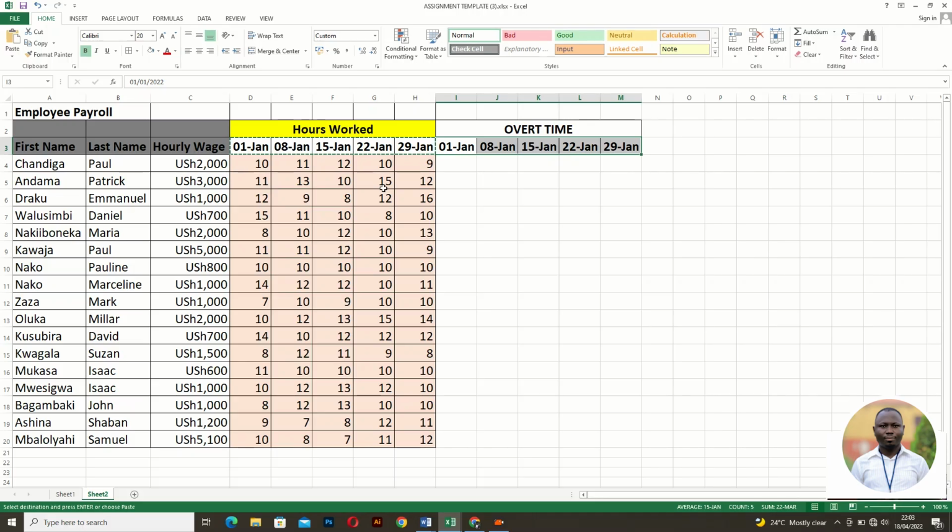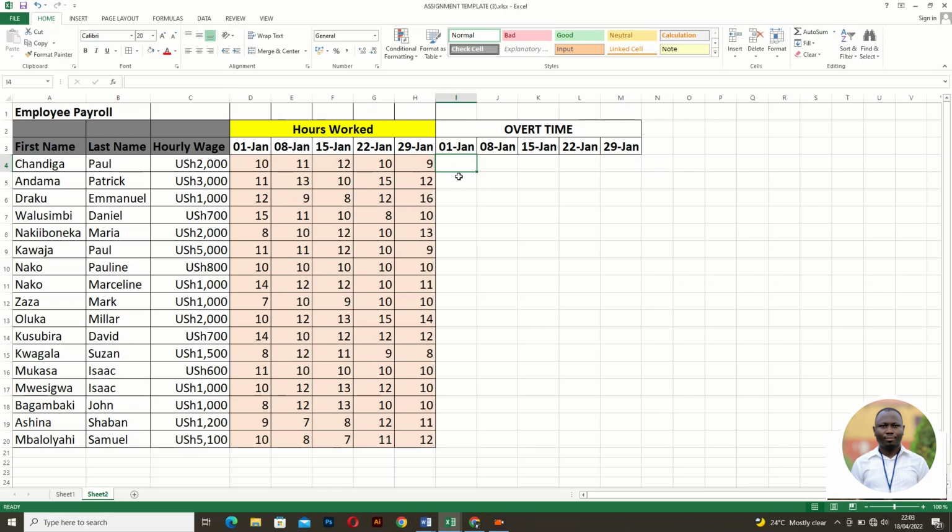So how do we go about overtime? We know very well the allocated time is supposed to be 10 hours. So if we put an equal sign, we get the hours worked for, then we subtract from it the allocated time, which is 10 hours, and see if the person actually worked overtime or did not work overtime.